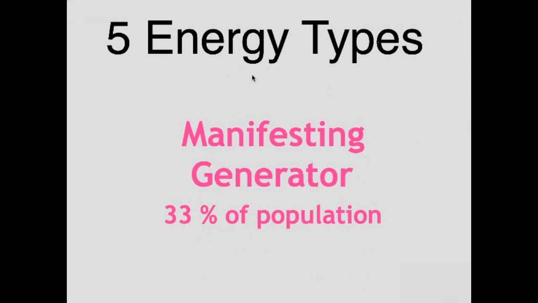Manifesting generators are a hybrid of both of the previous. We are 33% of the population, and we are the time benders. So we are meant to bend time through skipping steps and being fast, and then going back as necessary to correct where we found that maybe we oversaw something that was actually quite important, or correcting things that we didn't do correctly the first time.